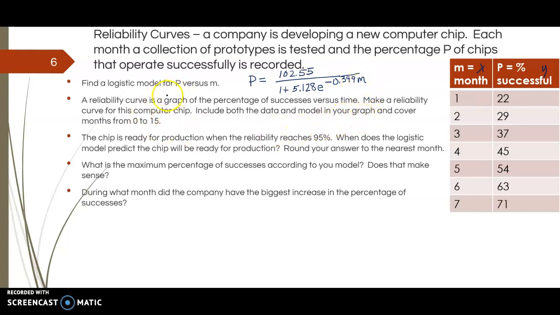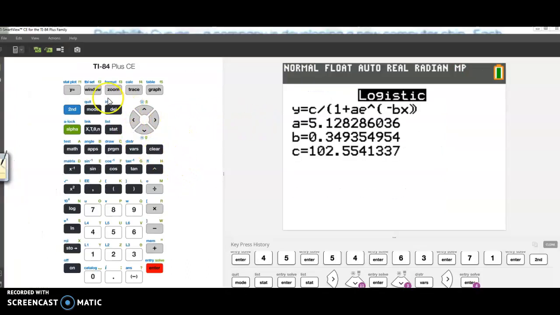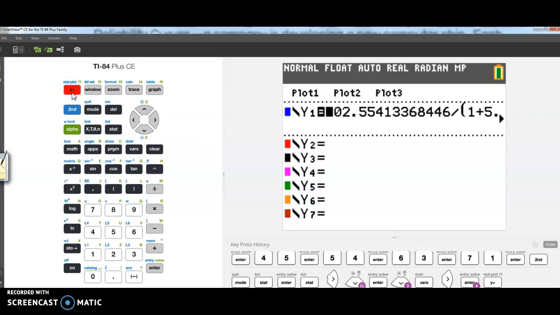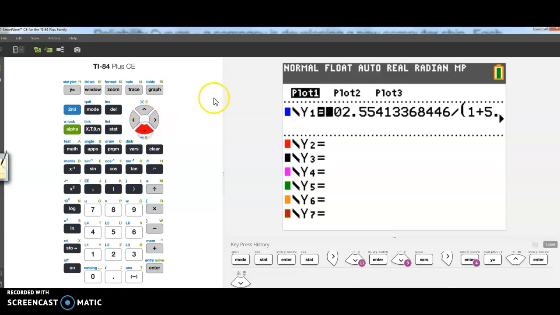So next thing that it asks us to do is to create the reliability curve, and that is just a graph of the percentage of successes versus time. And we're to do this for data and model up to 15 months. So I'm going to go back to my calculator. In my calculator, I had stored this equation. So when I go to my Y equals, my calculator typed it there, and you see my calculator even uses the parentheses. I was asked to see my data as well, so I need to turn on my stat plot. So I go up, hit enter, and when I arrow back down, that is dark, so I know that that's on to show me my data.